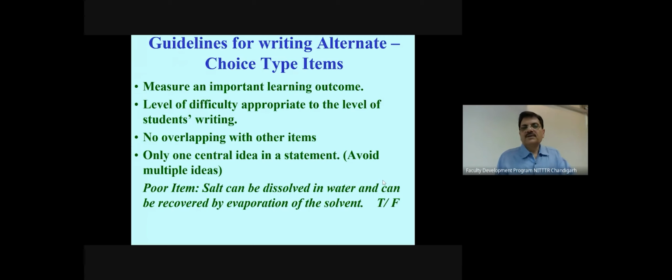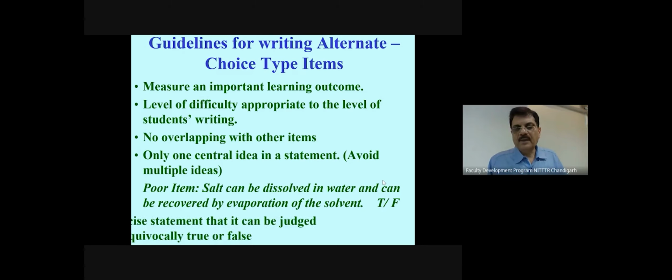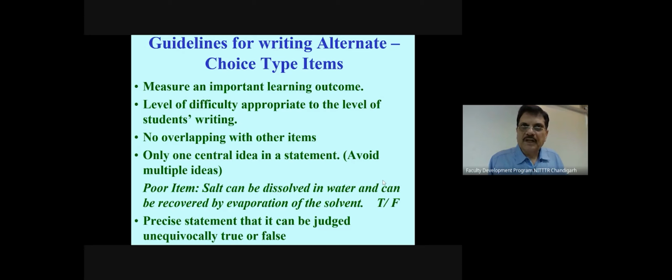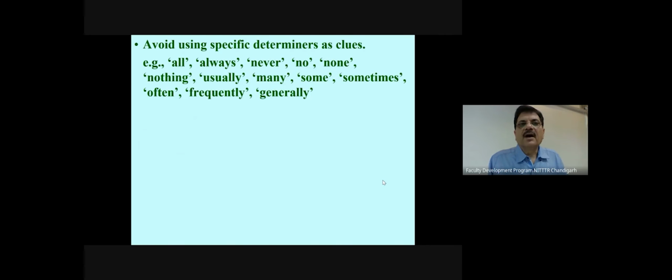For example, salt can be dissolved in water and can be recovered by evaporation of the solvent. True or false? So two things are there. Precise statement that it can be judged unequally true or false, that is, not partly true or partly false. It should be either totally true or totally false. Avoid using specific determiners like clue, all, always, never, no, none, nothing, usually, many, some, sometimes, often, frequently, generally, because these give clues.